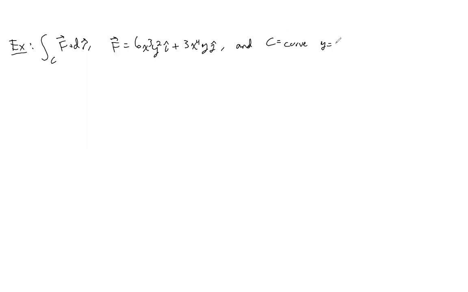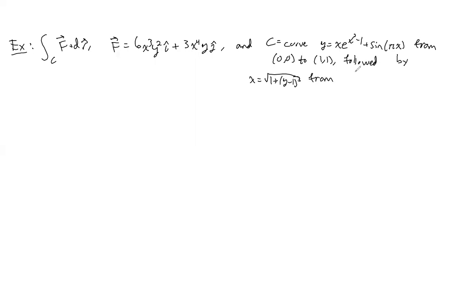y equals x e to the x squared minus 1 plus sine pi x from (0, 0) to (1, 1), followed by the curve x equals the root of 1 plus (y minus 1) cubed from (1, 1) to (0, 0). Now, I don't know what either of these curves look like.